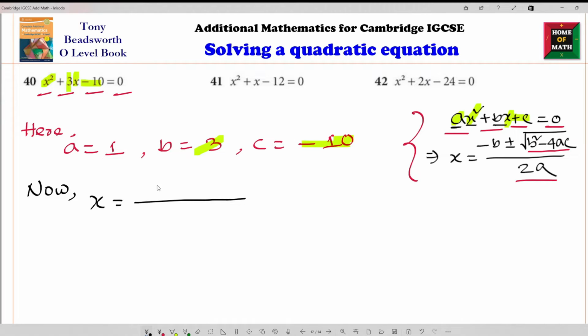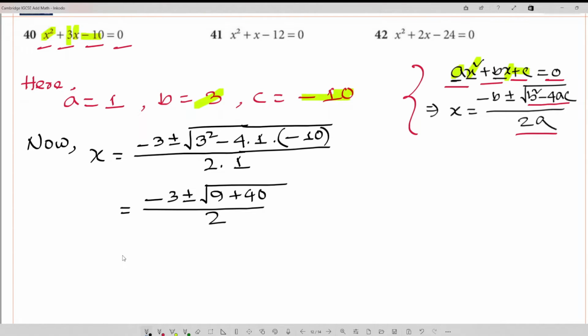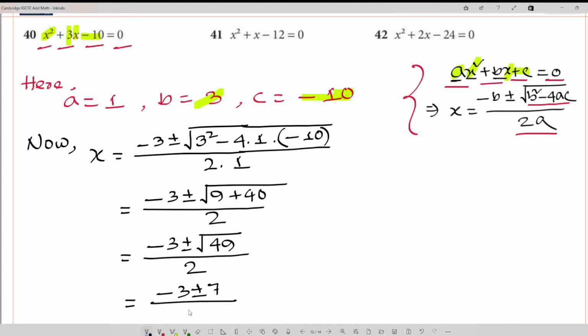Now x equals, the theory is minus b, means minus 3, plus or minus root b squared, it means 3 squared, minus 4ac, 4, a means 1 and c means minus 10, right? Divided by 2a, 2 times 1. Okay. Now look, this is minus 3, then plus or minus root, 3 squared means 9, and here minus and minus become plus, 4 times 10 is 40, divided by 2. Okay. Then minus 3 plus or minus root over 9 plus 40 is 49, and here is 2. So we get minus 3 plus or minus, here is the square root of 49, it means 7, divided by 2.